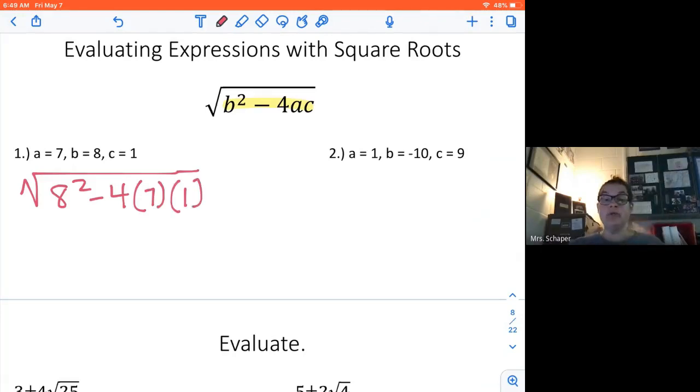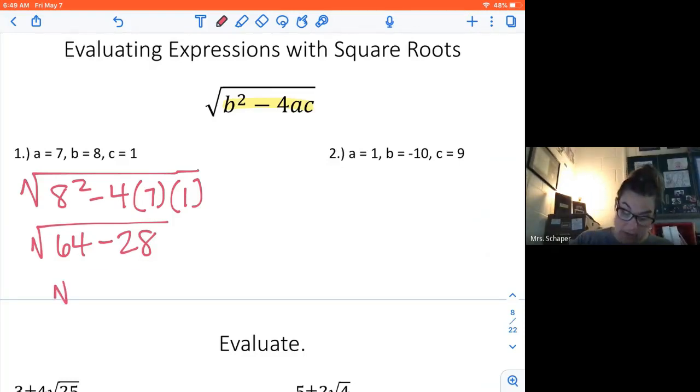So I substitute in all of my numbers, and now I'm going to evaluate it through. So the square root of 8 times 8 is 64. 4 times 7 times 1 is 28. All right? I'm working on evaluating. Same process that I've been working on throughout the year.